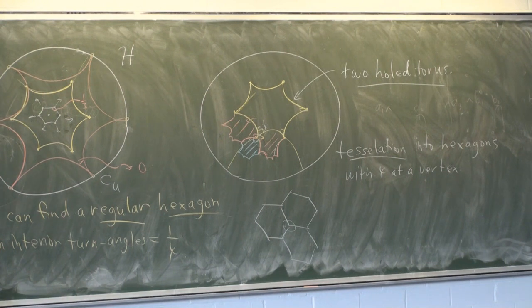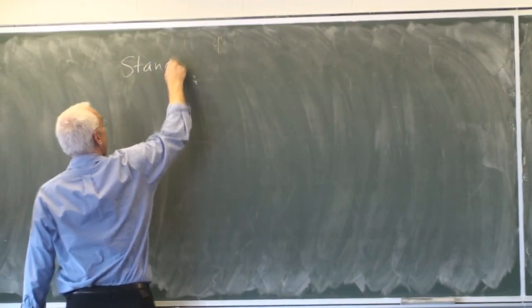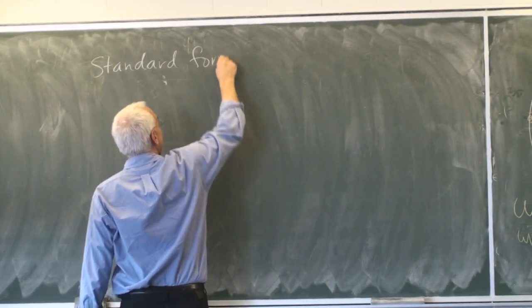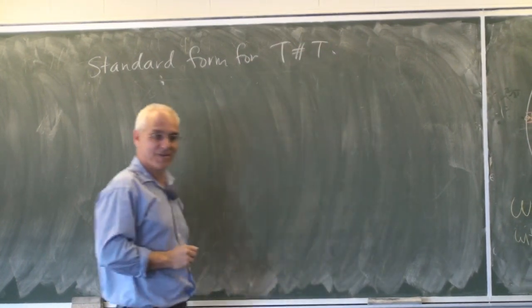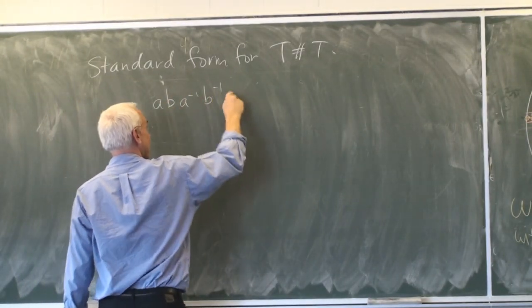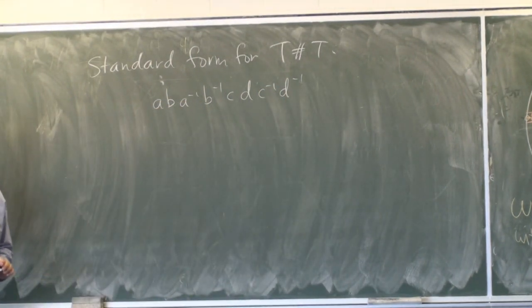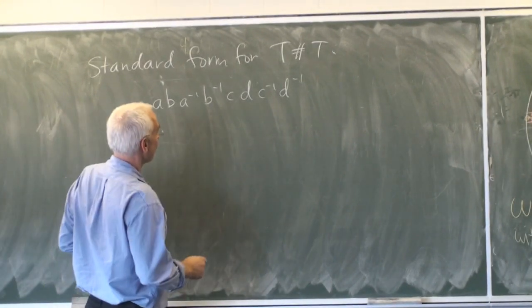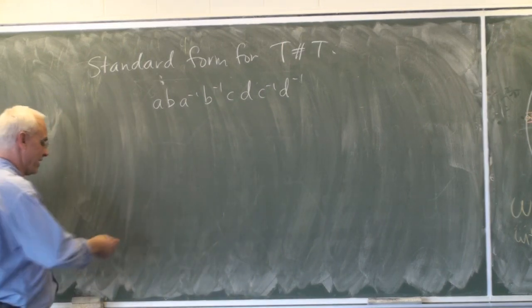But in the proof of our main theorem, remember we got our standard form for our surfaces. So the standard form for our 2-hole torus was this: A, B, A inverse, B inverse, C, D, C inverse, D inverse. So we can try to put that into the hyperbolic plane, and here's how we do it.